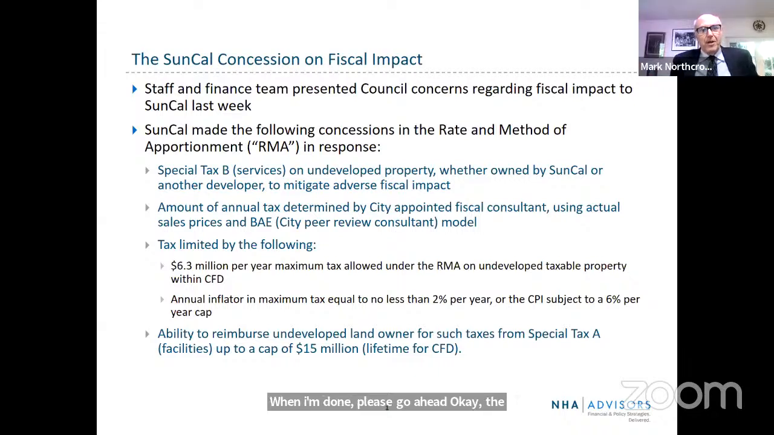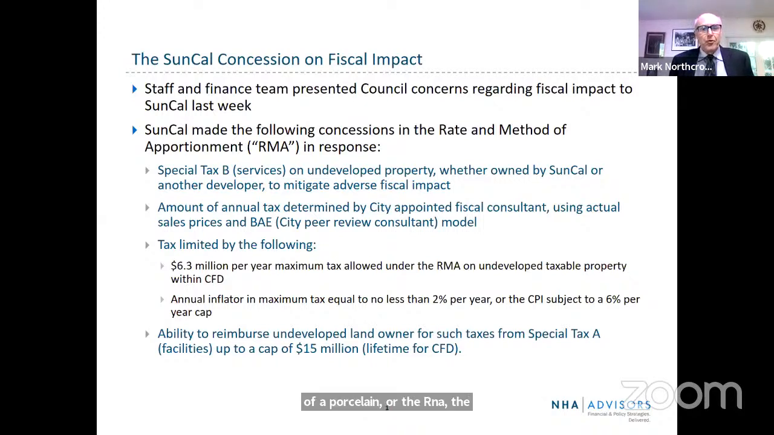Your finance team has been in dialogue with SunCal on the concerns about fiscal impact for a few weeks. Basically, a little over a week ago, SunCal made a major concession, in our view, on how the fiscal impact would be addressed, in this case, through what we call the rate and method of apportionment. For everybody else, that means the actual tax formula for the CFD. Each Mello-Roos district in California essentially has its own equivalent of the tax code. We call it a tax formula. And those of us in the business use jargon. We call it the rate and method of apportionment, or the RMA.